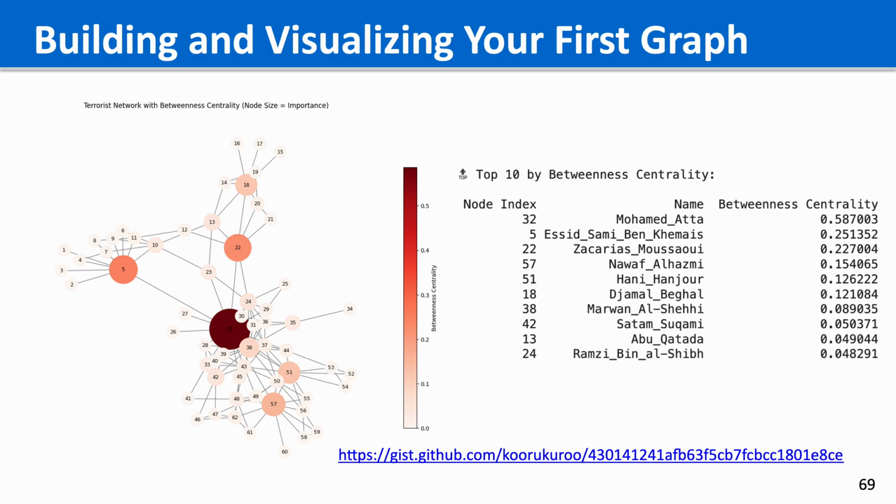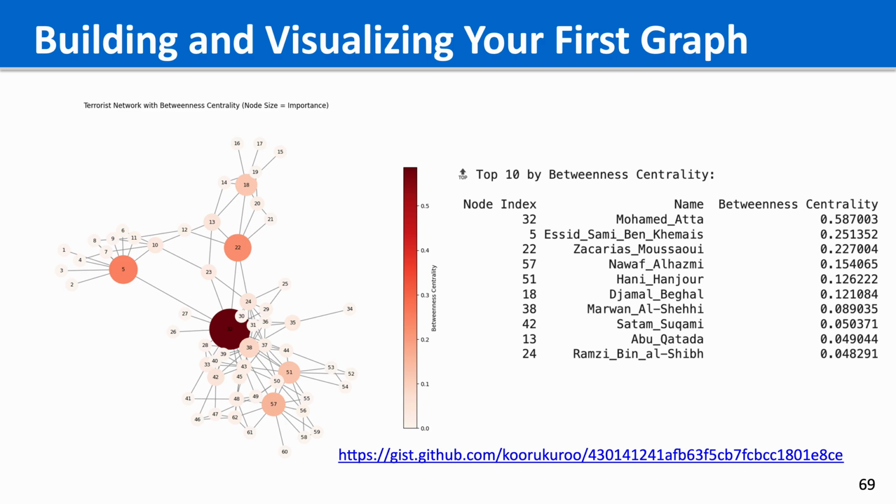Following him, Esid Sami bin Kimais and Zacharias Mosawi also rank high, suggesting they served as crucial relays between otherwise disconnected cells. Lower scores, such as Ramzi bin al-Shib 0.048, still signify key roles, though with more localized influence. So why focus on betweenness? Because it reveals bottlenecks and gatekeepers, the people whose removal would most disrupt communication.